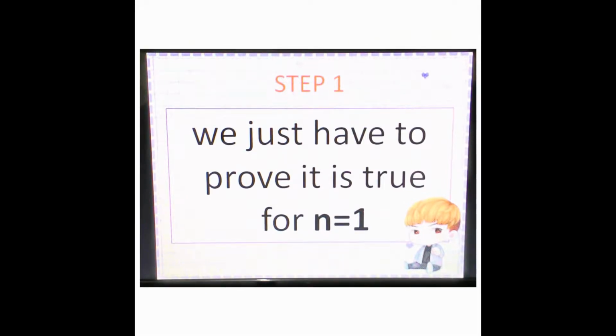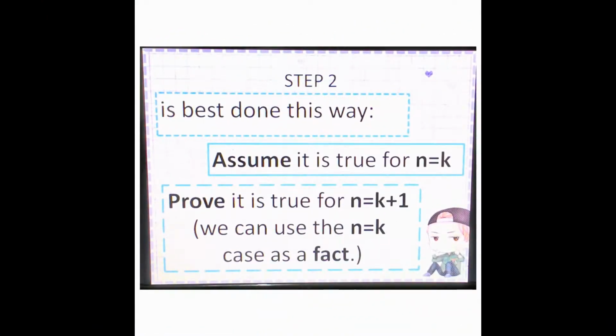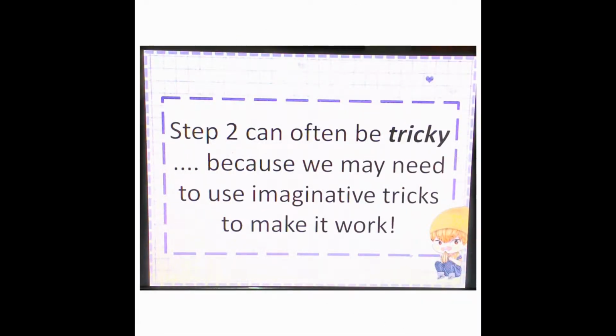How to do it? Step 1 is usually easy. We just have to prove it is true for n equals 1. Step 2 is best done this way. First, assume it is true for n equals k. And second, prove it is true for n equals k plus 1. Don't forget, we can use the n equals k case as a fact. Step 2 can often be tricky because we may need to use imaginative tricks to make it work. Like this example.